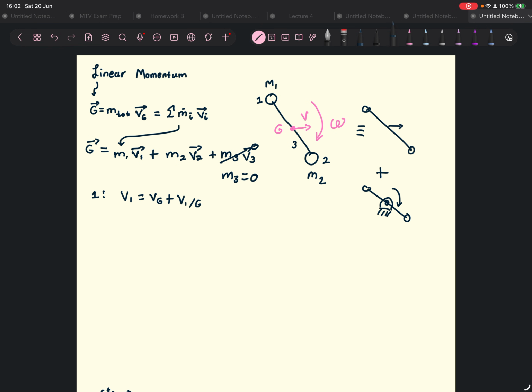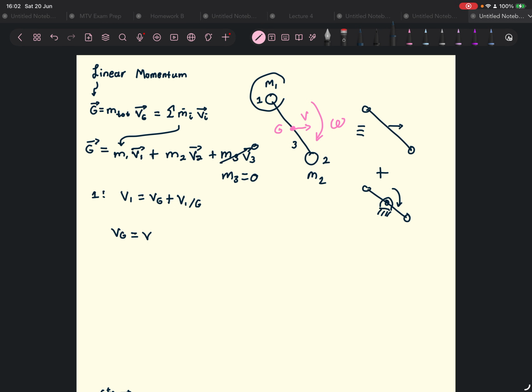Okay, so Vg is just going to be equal to V, because point G is not going around a circle. G is just moving to the right hand side, right? The rest of the particles are moving with that same velocity and they're moving relative to G. So the rest of the particles are rotating.